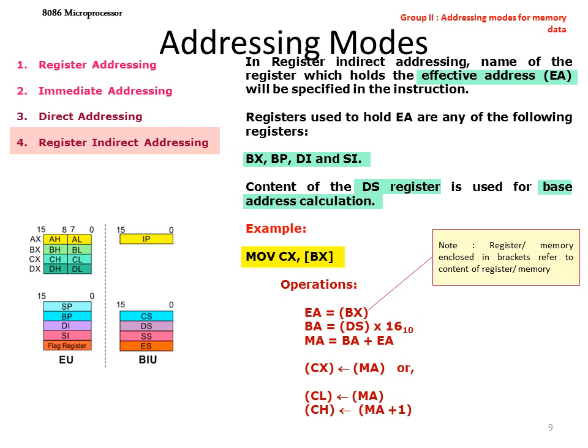Next, register indirect addressing. In register indirect addressing, the name of the register which holds the effective address is specified in the instruction. Registers used to hold the EA are any of the following: BX, BP, SI and DI. The content of the DS register is used for base address calculation. The EA, effective address, is stored in BX, and the base address is DS multiplied by 16.